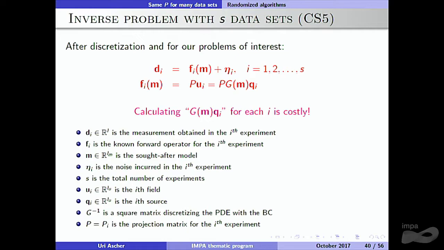And so now we want m such that f_i of m is equal to d_i, up to noise eta_i, for a whole set of experiments. Okay, that's our next setting. Many right-hand sides.